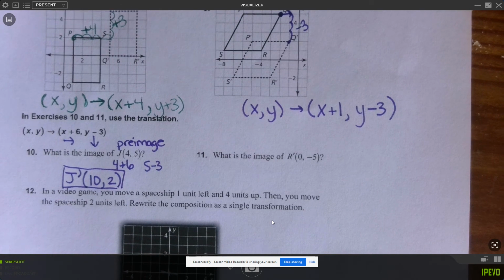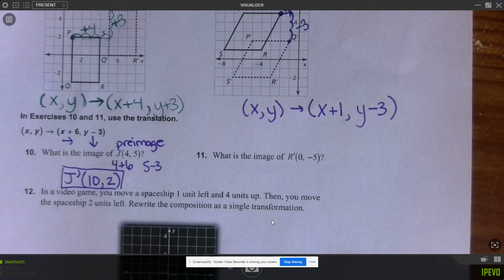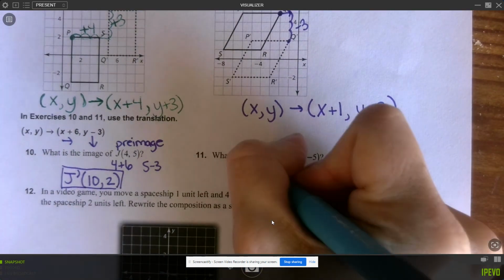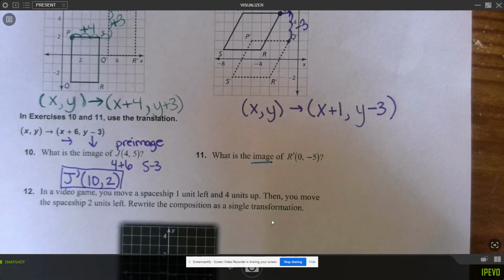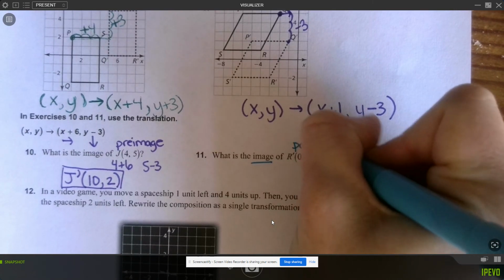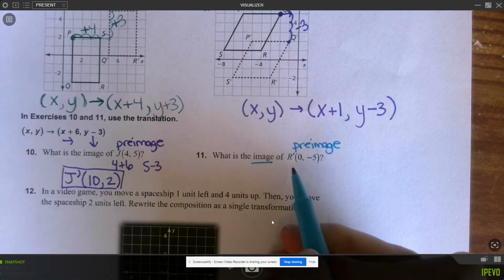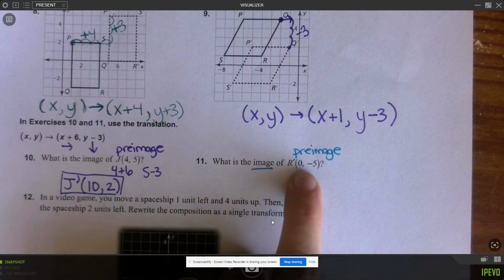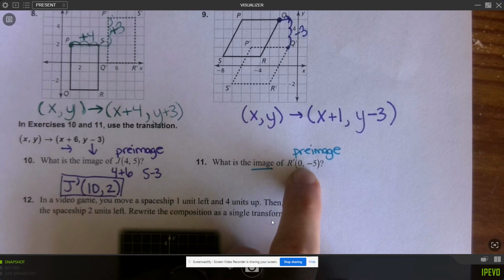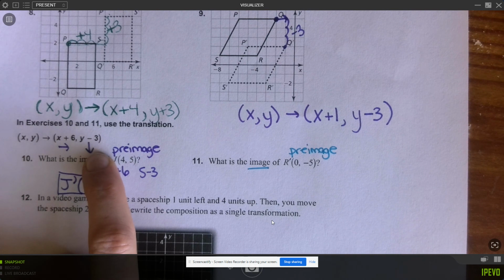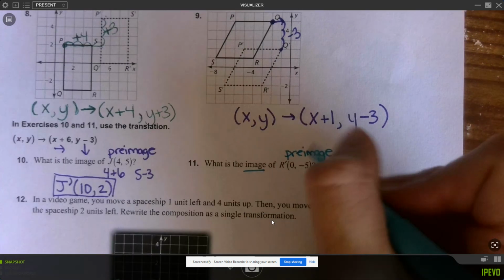Now in number 11, it says, what is the image of R prime (0, -5)? So again, we're still finding the image. So this is going to be our pre-image. I know it has a prime. Don't worry about that right now. And so we have to ask ourselves, what are we going to do to the x and y coordinates to get the image? They tell us we're going to add 6 to the x coordinate and subtract 3 from the y coordinate.